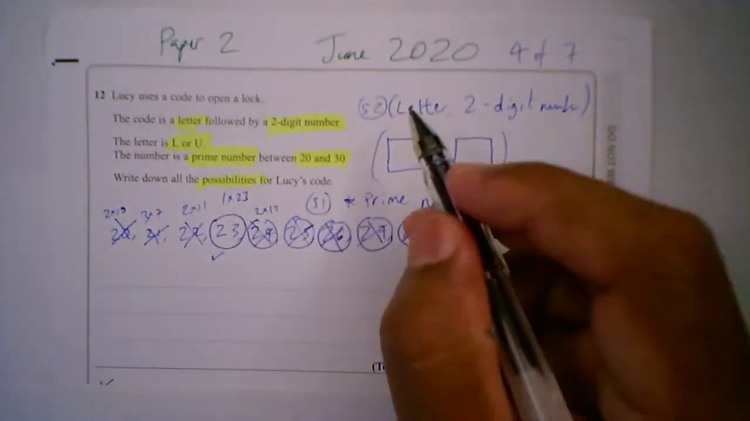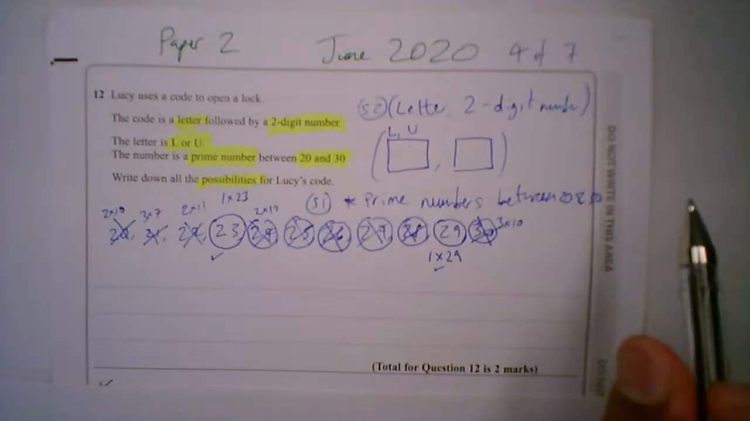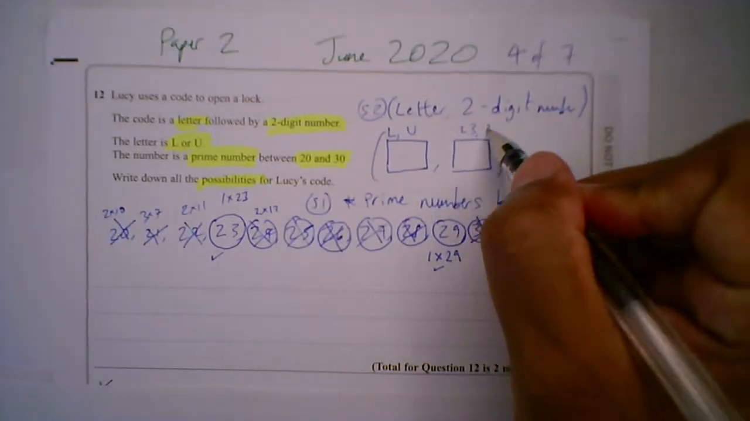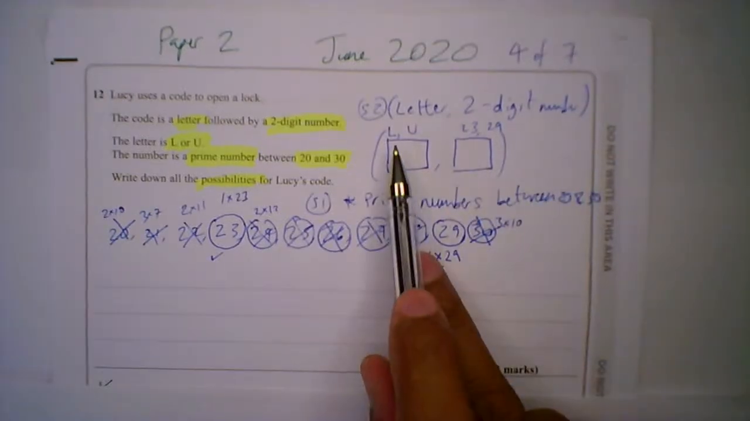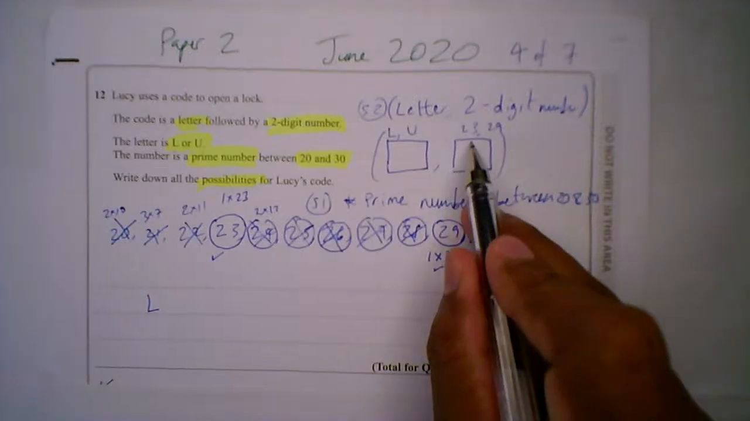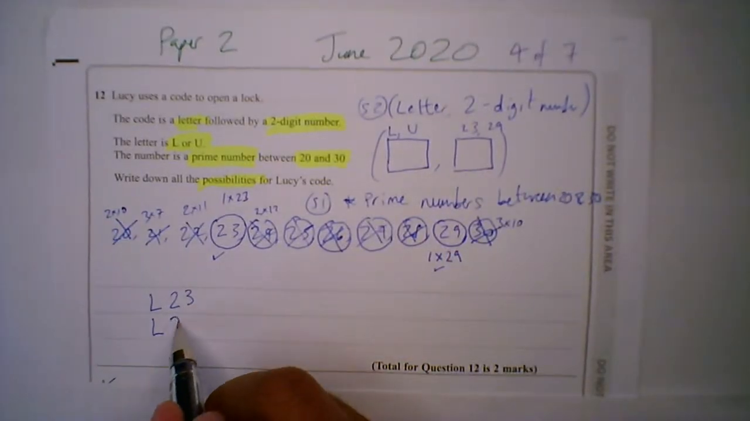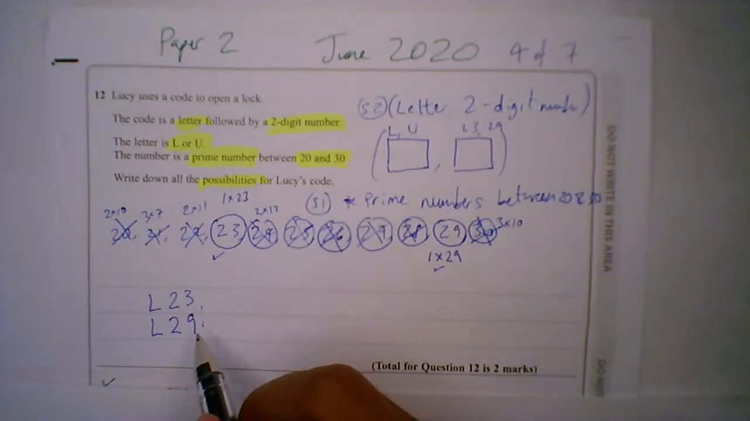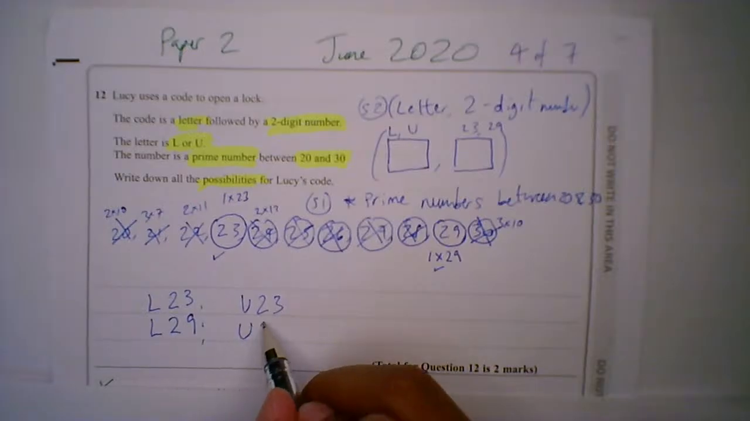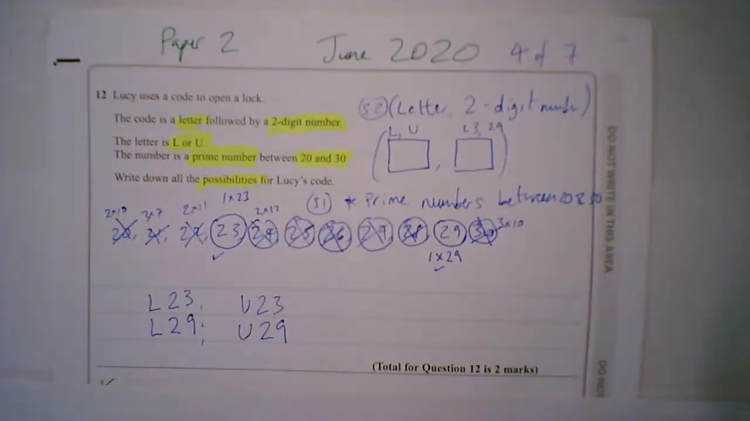So I've got the letters that can be L or U, and then I've got 23 and 29. So I have to do what I did previously. So I'm going to have one letter. I'm going to start with L, then I'm going to go to 23, and then I'm going to have L and 29, and then I'm going to go to the next letter, which is U and 23, and then U and 29. So in this example, I only have 4 combinations.